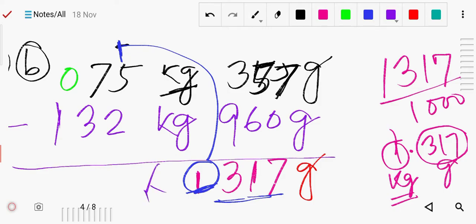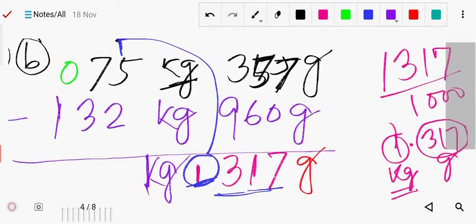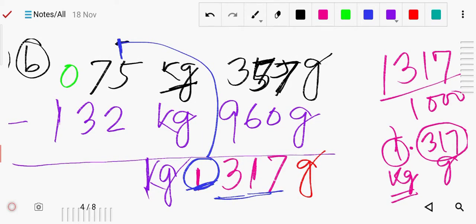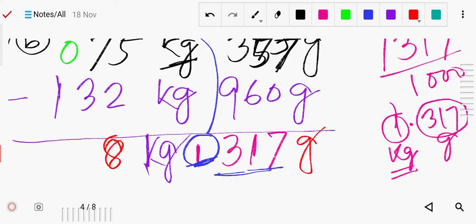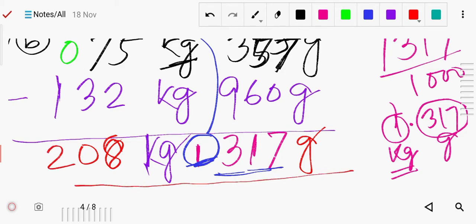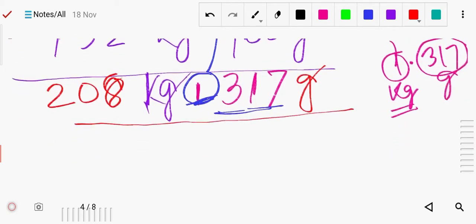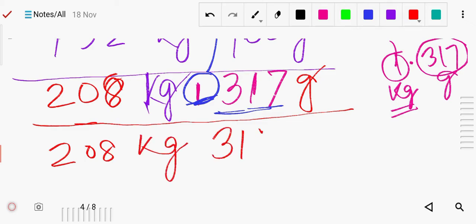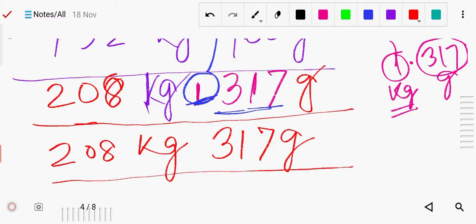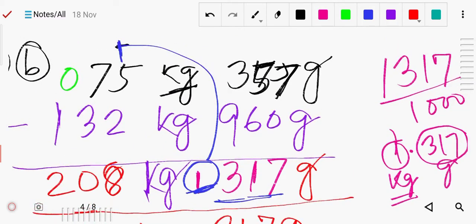Now you will write kg here, because now it is the turn for the kg. Now add it. 5 plus 2, 7, and that carry 1, so that will be 8, okay? Because the carry comes from there also, 8. Now 7 plus 3, 10, carry 1, so 112. So your answer is 208 kg 317. Here you can write separately 208 kg and 317 gram. So your answer is this, okay? When you add, in this way you have to add, okay?